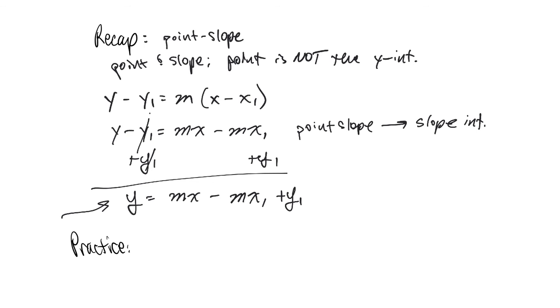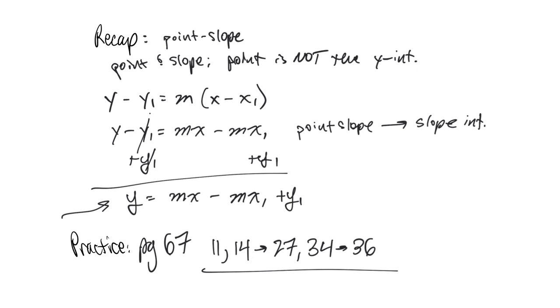So your practice for this is going to be in the book, page 67 is where it starts. You're going to do number 11, you're going to do numbers 14 through 27, and then you're going to do number 34 through 36.